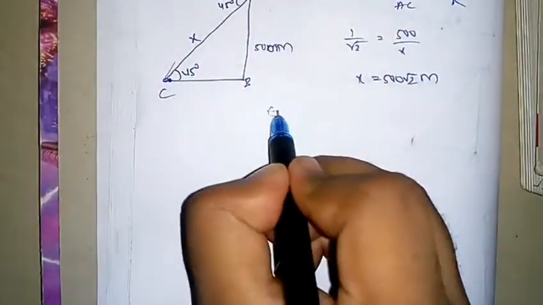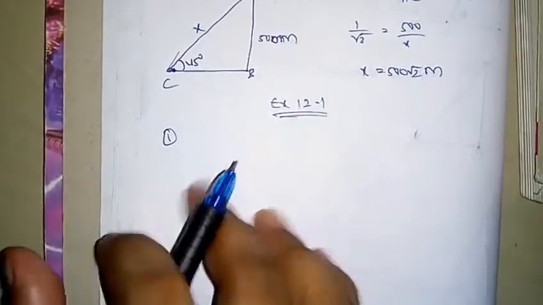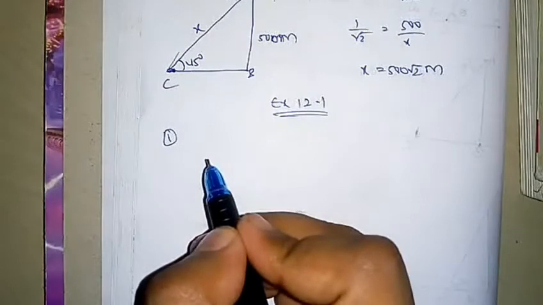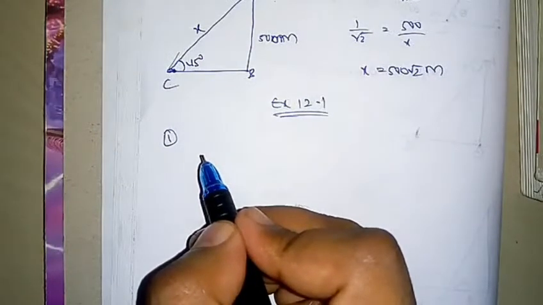Let's start with exercise 12.1. First question. A tower stands vertically on the ground from a point which is 50 meters away from the foot of the tower. The angle of elevation of the top of the tower is 45 degrees. What is the height of the tower?